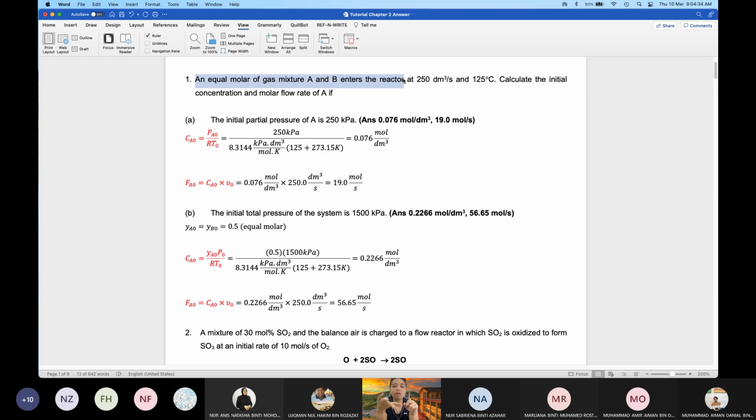First, it enters the reactor. Second, it consists of two reactants A and B. Third, it is gas phase. Both are in gas phase. And fourth, it says equal molar. Equal molar means they are entering the reactor in equal molarity, or molarity we can also say concentration. We do not know what this concentration is. It can be 1 molar to 1 molar, 2 molar to 2 molar, 3 molar to 3 molar. We don't know the actual concentration, but we do know they are equal in concentration.